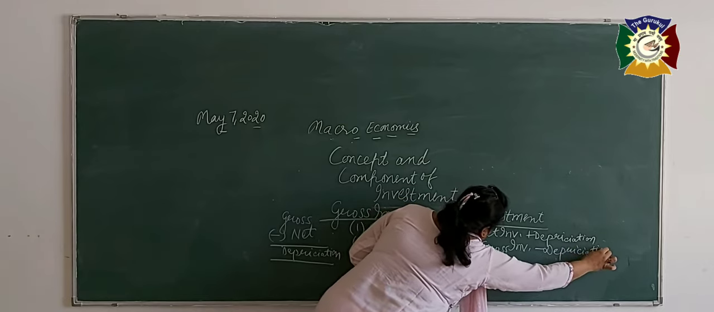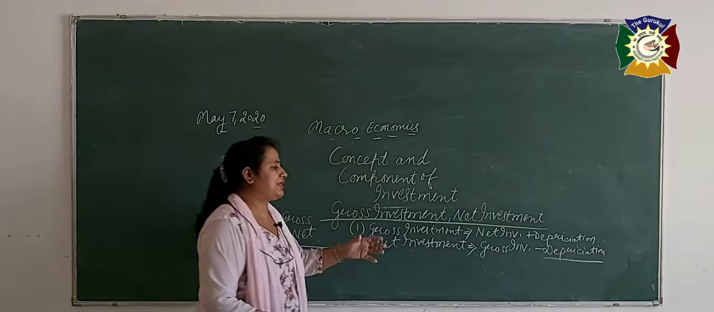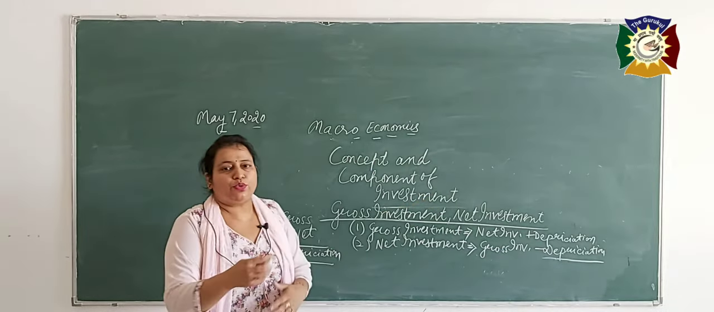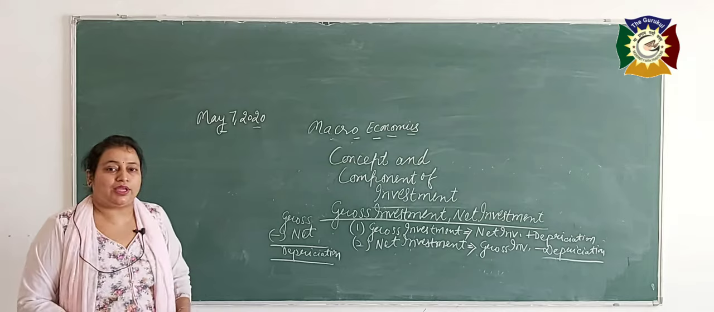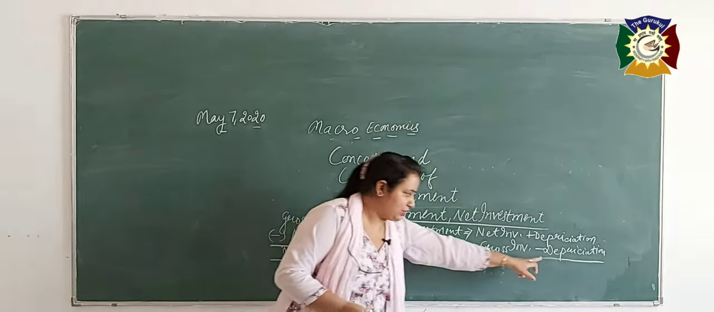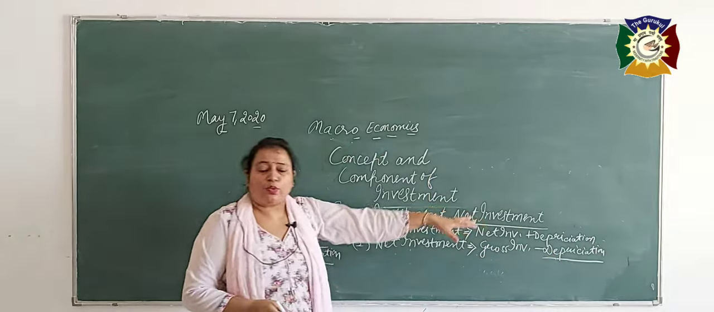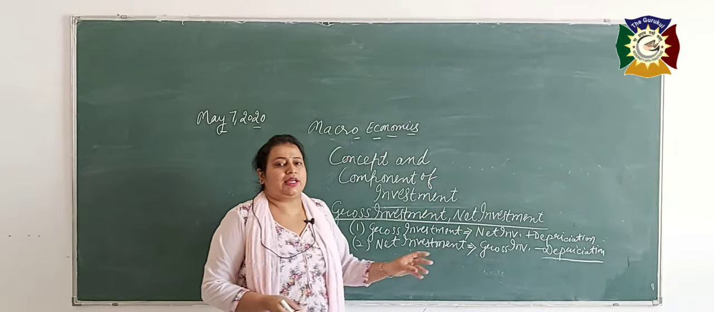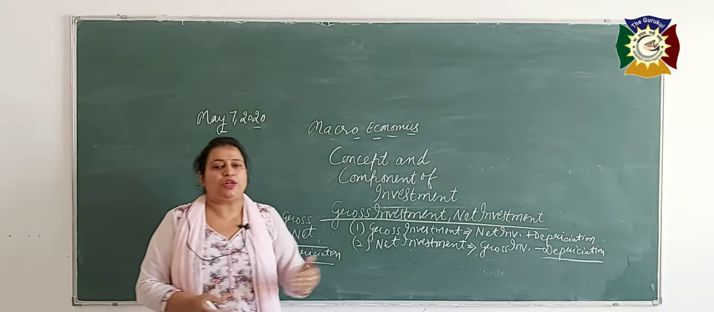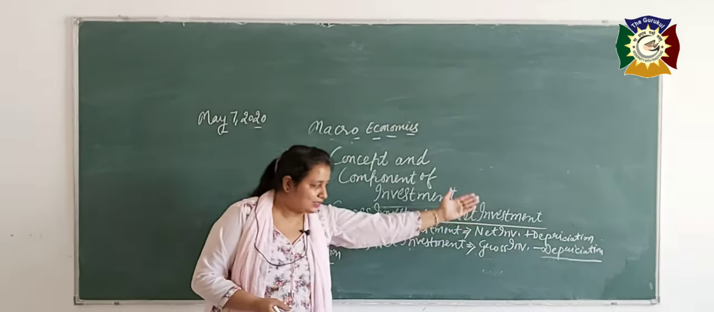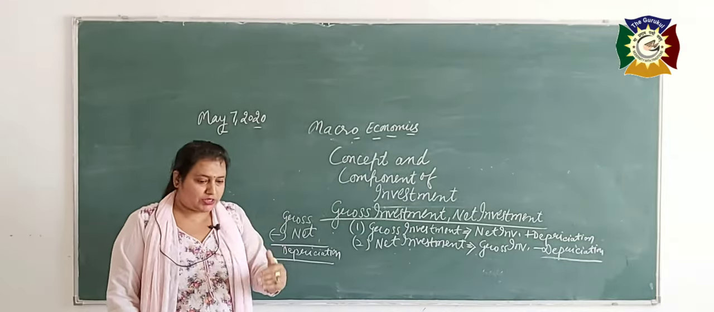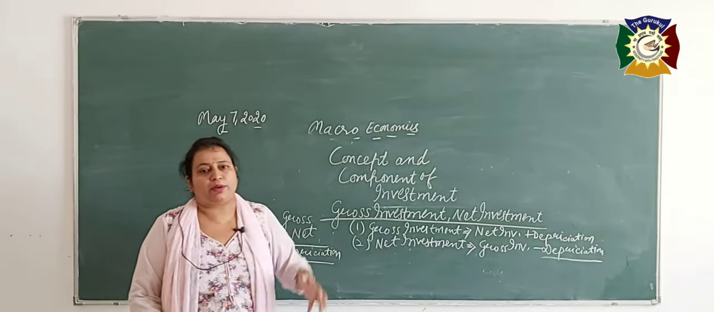Now, what is depreciation? When you use any fixed asset again and again, its value decreases. That is known as depreciation. It is known by many names, like normal wear and tear. Normally when you use something, its value decreases. That is known as depreciation. Current replacement cost: today's cost at which it will be replaced.